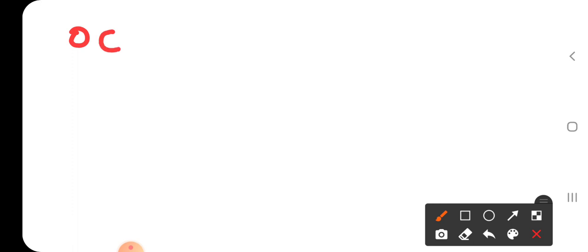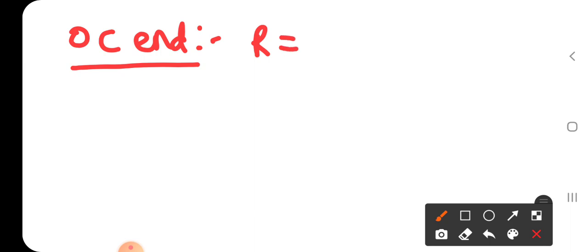Yes, the first one is, let us check for open circuit line, open circuit end. So now the transmission line is terminated with open circuit, which means that R is equal to infinity. If R is equal to infinity, then what is the coefficient of reflected and refracted waves?